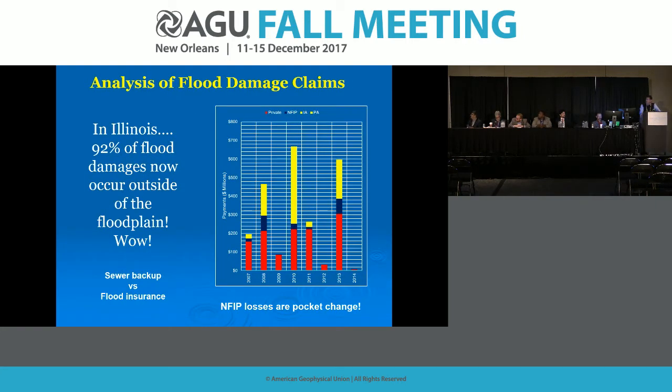What we've noticed is we looked at all the flood claims in Illinois over the last 10 years. And I know this bar graph is small, but all you need to know is that the blue line in the middle there is national flood insurance claims. The others are private sector claims. So if you look at this, and when we analyzed these and dropped them onto GIS, we found that 92% of our damages in Illinois now happen outside of the floodplain. We're no longer flooding in the floodplain. We're having floods in upland areas.